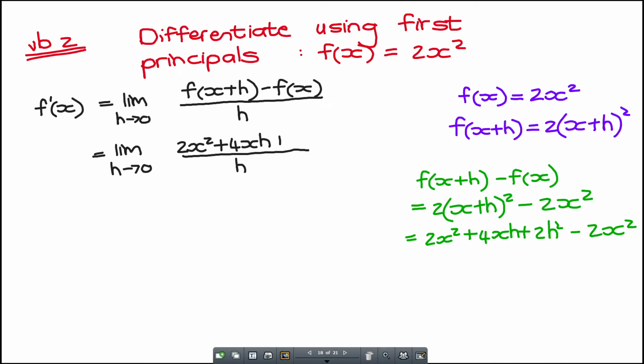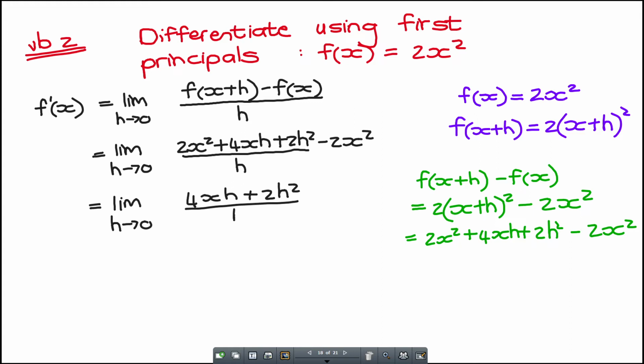Okay, so in the next step, let's show the cancelling out. Then I'm just going to have 4xh plus 2h squared over h. And now I take out a common factor.